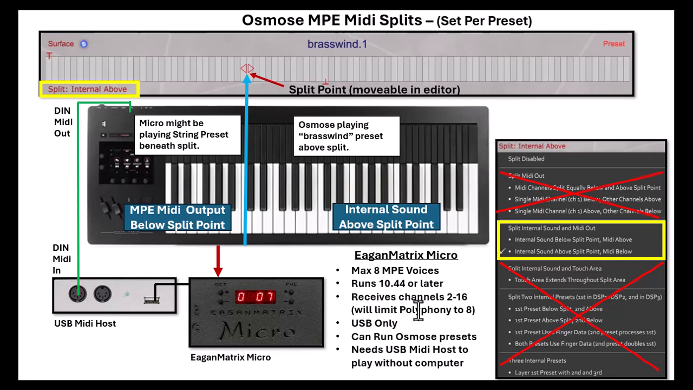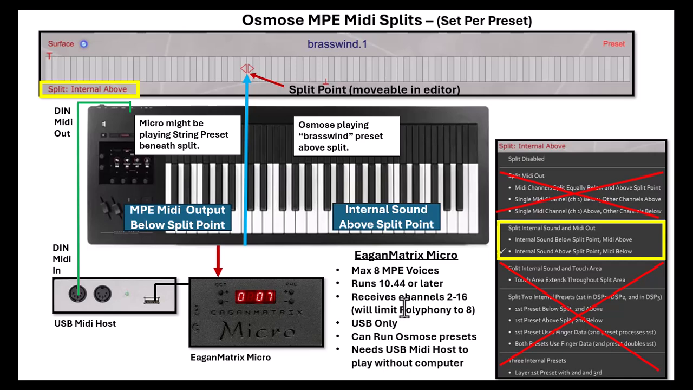This will output on whatever MIDI channels that you are outputting on your Osmose. Of course, the Micro only supports a max of 8 in terms of MPE polyphony, but the Micro running 10.44 will accept MIDI on any channel 2 to 16, and it will automatically allocate your polyphony up to a max of 8.